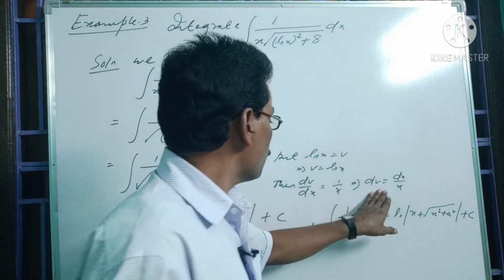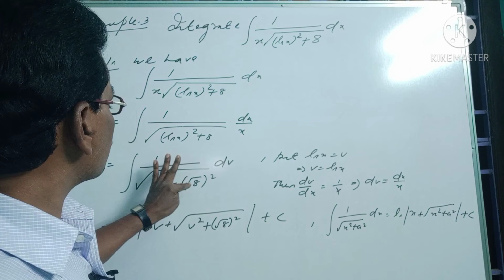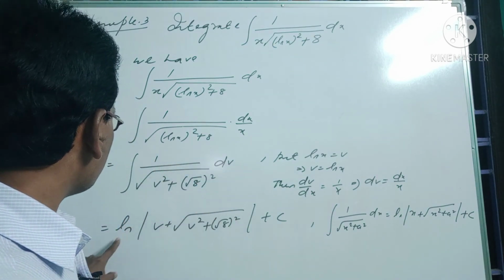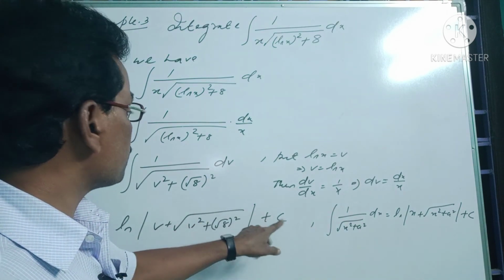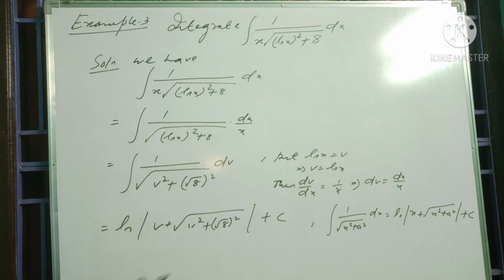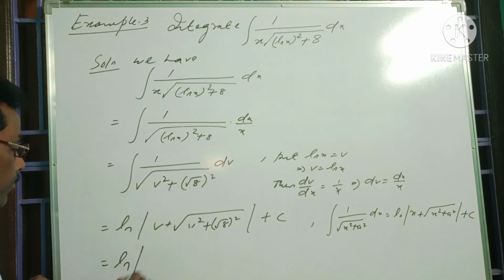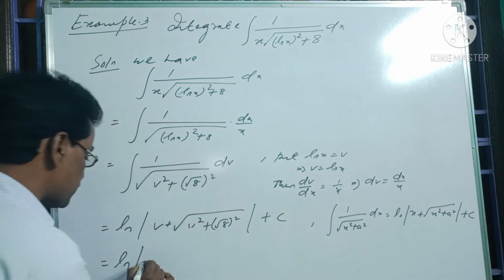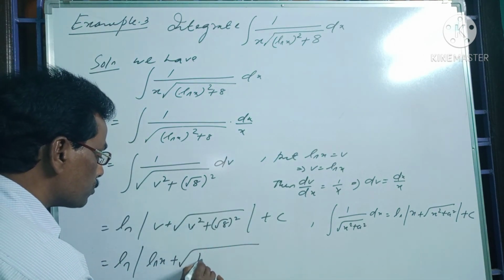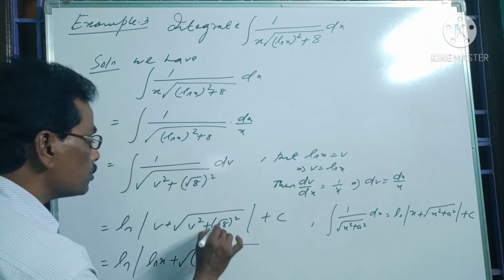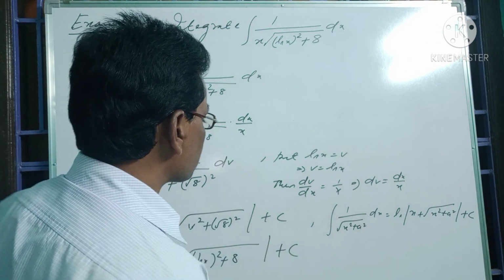In that process we became able to integrate 1 by root of v square plus square of root 8 with respect to v, which is ln of mod of v plus root of v square plus root 8 square, plus c, where c is the constant of integration. Now replacing v as ln x in the final result, it gives us ln of mod of ln x plus root of (ln x) square plus square of root 8, mod, plus c, where c is the final constant of integration.